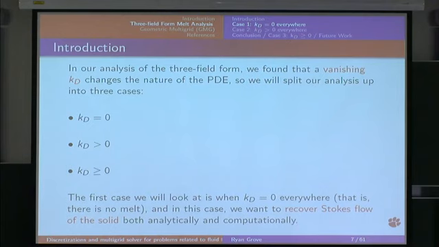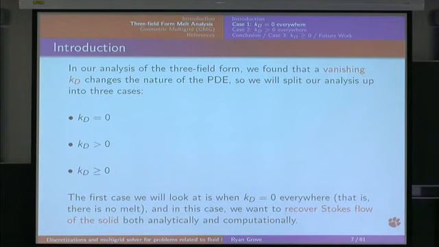Okay, and so as you can see from up here, we're going to split this into cases. And why are we going to split this into cases? In our analysis of the three-field form, we found that a vanishing Kd changes the nature of the PDE that we have. So we're going to split up our analysis into 3 cases. First, we'll look at when Kd is 0 everywhere, then when Kd is greater than 0 everywhere, and then at the end, we're going to talk about what if it's both, what if it's 0 in some places and non-zero somewhere else.